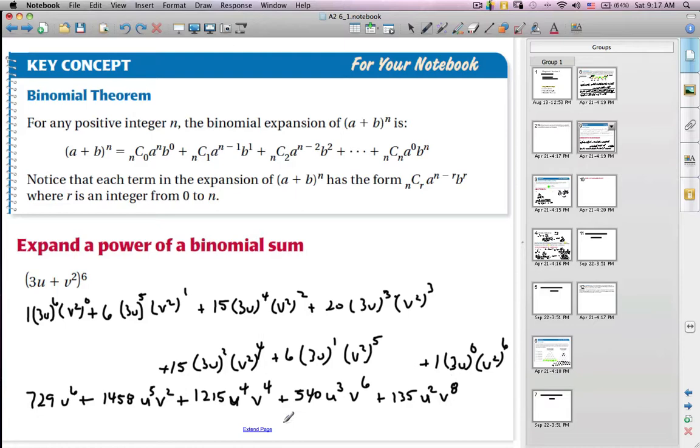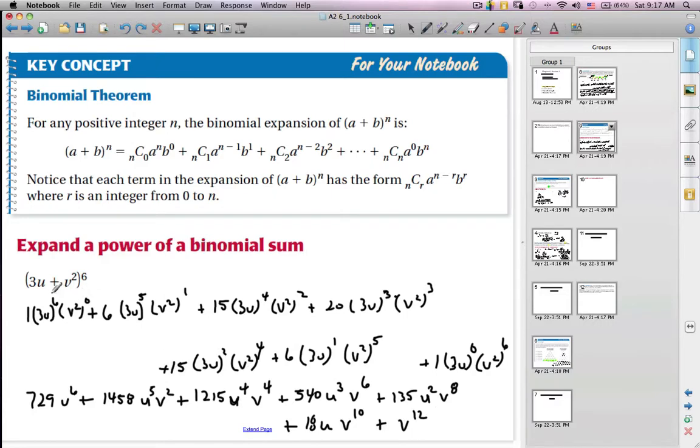Right, and I'm going to, again, use another line here. So I'll have 3 to the 1st power. That's 3 times 6 is 18. U to the 1st power. V squared to the 5th power is v to the 10th. And then 1 times 3u to the 0 power is 1, times 1 is 1, times v to the 2nd taken to the 6th power is going to be 1v to the 12th.